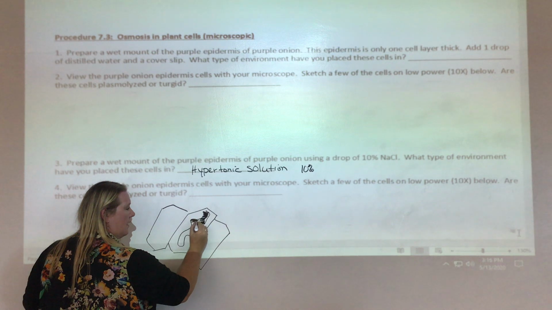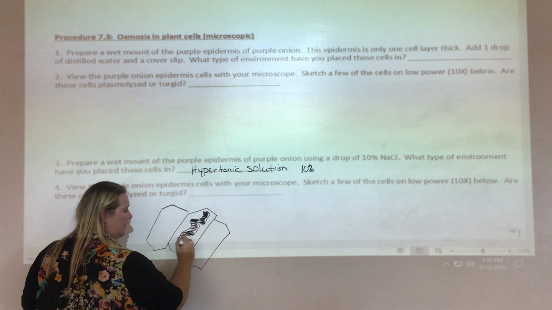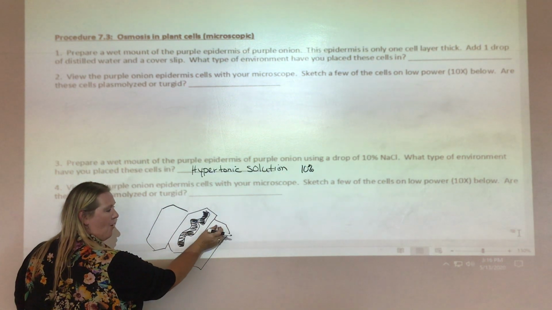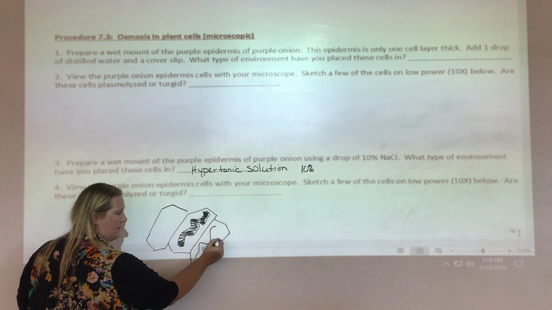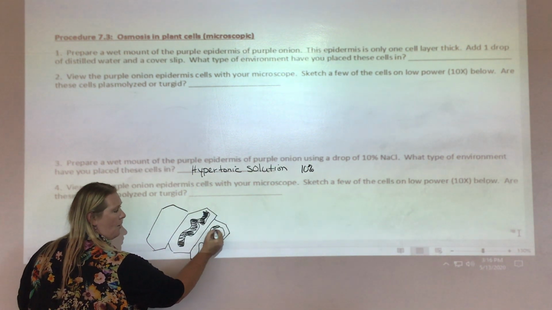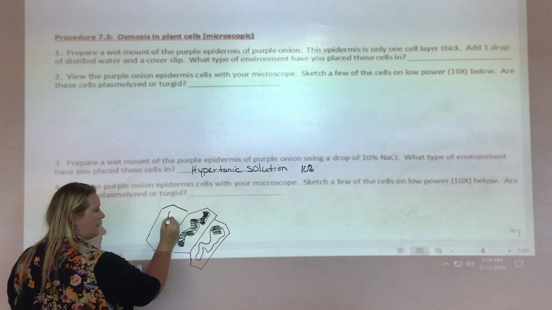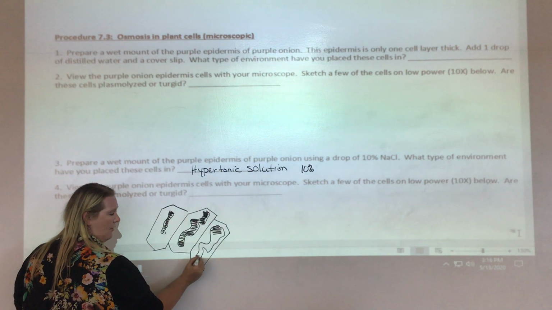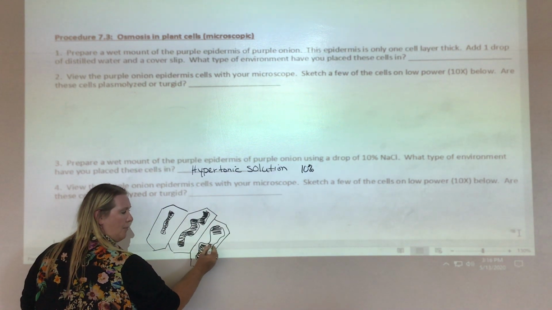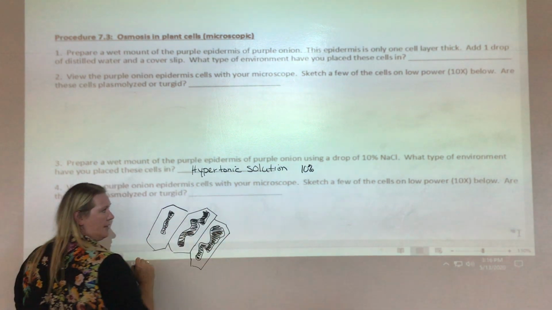So we're going to see that pigment not all the way filling up that entire cell, where it is just parts of it, or where it's very small. And I'm just coloring in real quick. And this would be that solid purple pigment of that onion cell.